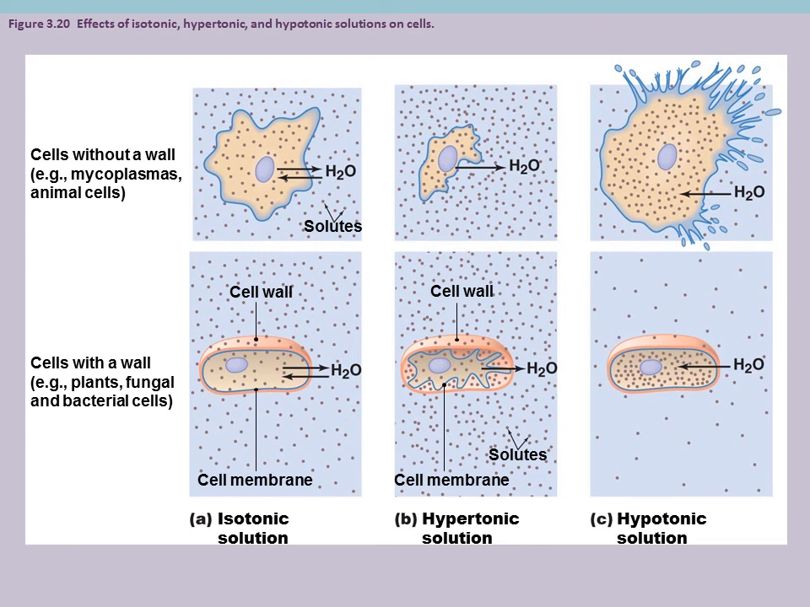as what's moving in. And in this diagram, it is showing on the upper portion cells that do not have a wall, versus on the bottom, those type of cells that do have a cell wall. So this is a normal situation for most types of cells, to be isotonic. In column B, where you have a hypertonic solution, hyper means more, so you're doing a comparison. The solution is hypertonic to the cell. So that means the solution has more solute than what's inside the cell.